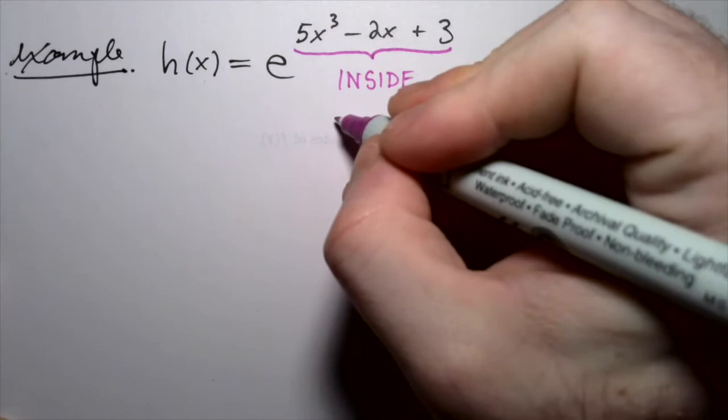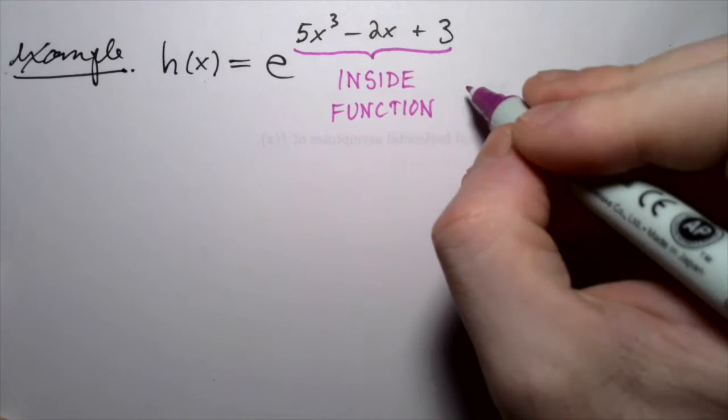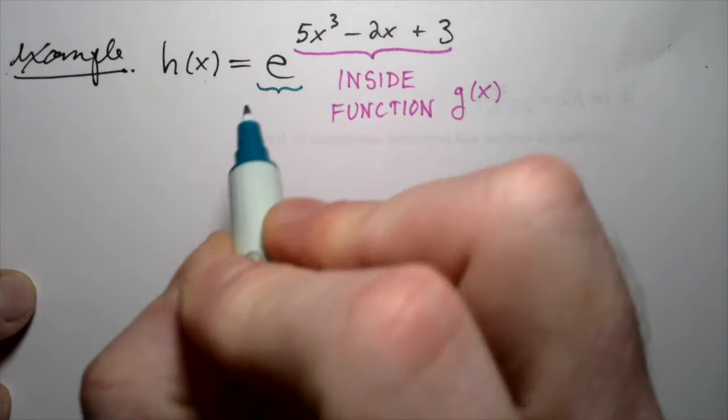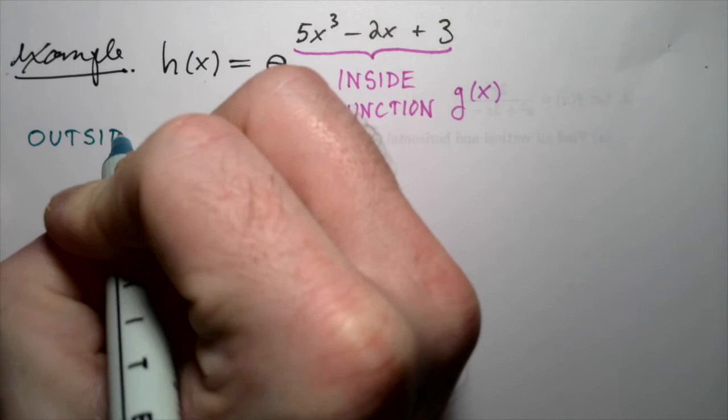Okay, so we identify that piece as the inside function. We're going to call it g of x. So g of x is 5x cubed minus 2x plus 3. On the other hand, what happens to it? What's the outside function? We plug that inside function into the exponential function. We just raise e to that power.